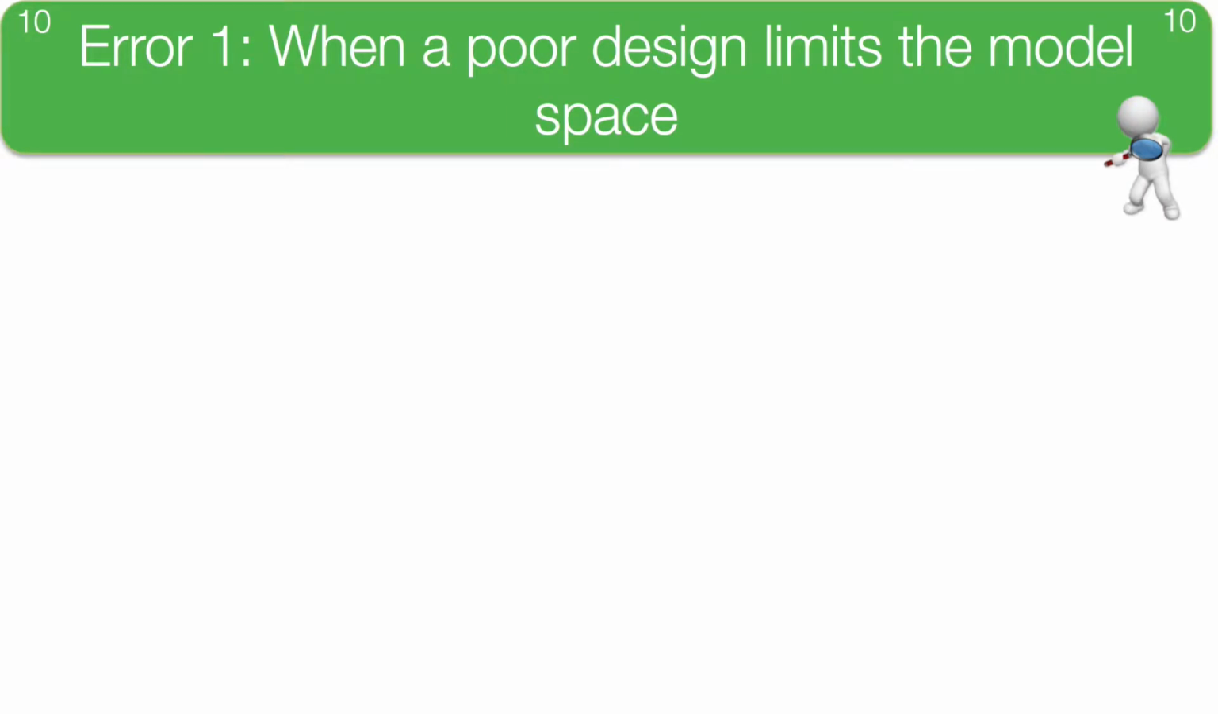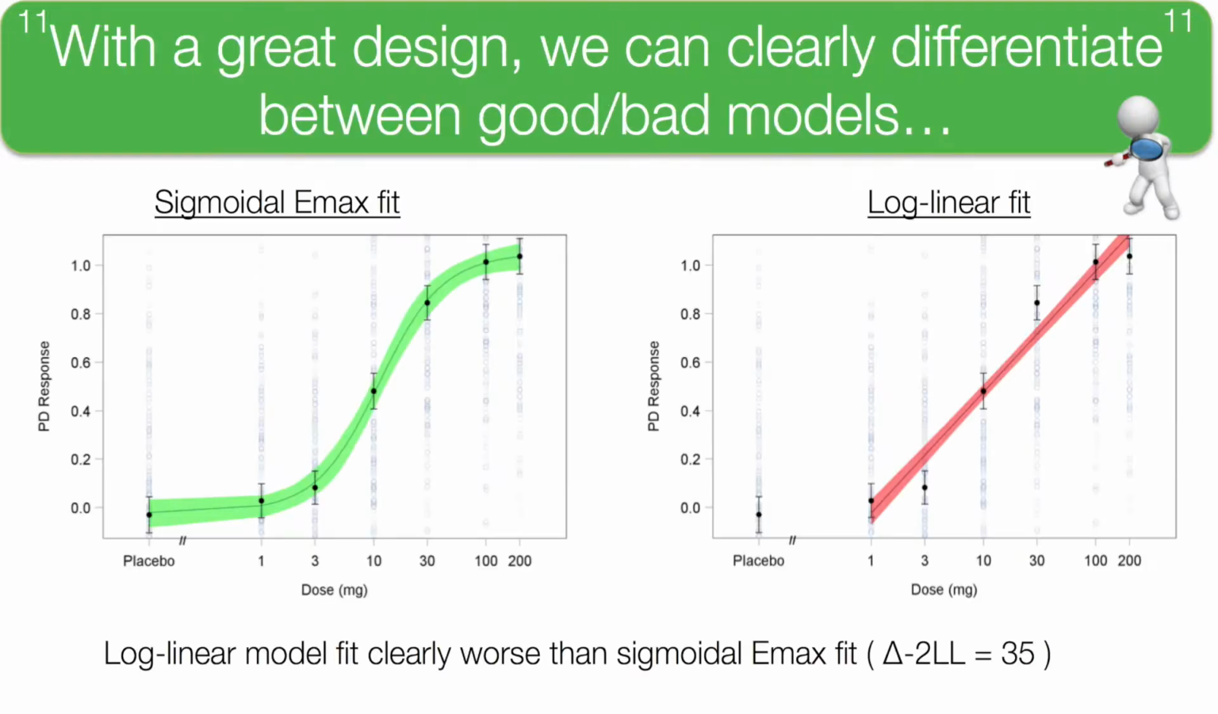So error number 1 is when a poor design limits the model space. What do I mean by that? With a great design, we can clearly differentiate between good and bad models. Over here, we have this very beautiful sigmoidal Emax model fit to the data. We have the pharmacodynamic response on the y-axis, and dose on this axis.